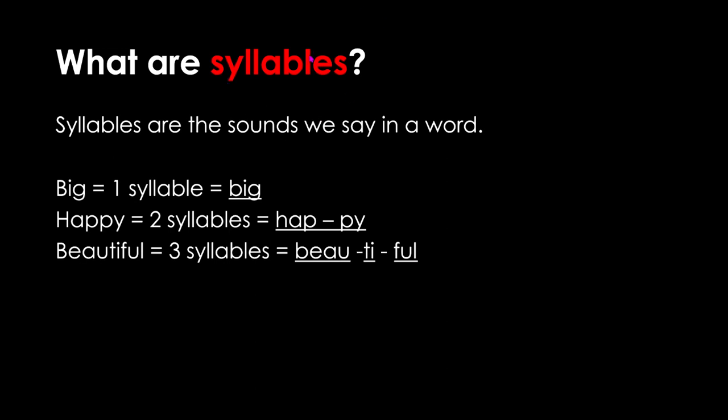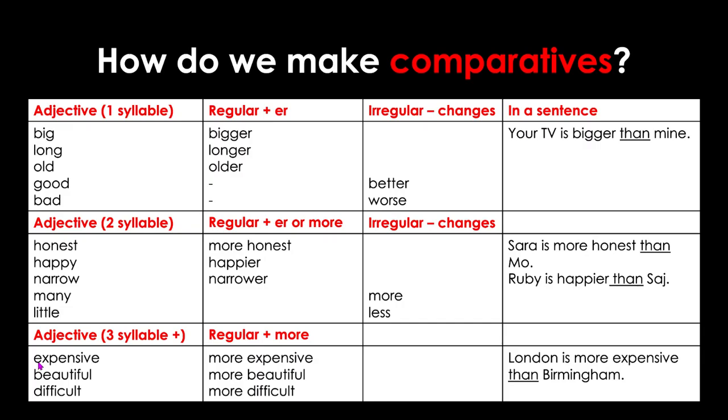So these syllables are important to know for our pronunciation when we're saying words, but also when we're learning rules like this one. So if we go back to how do we make comparatives? So we start with our adjective, big. If it's just got one syllable, then all we do is add ER. So you see that big becomes bigger, long becomes longer, old becomes older.